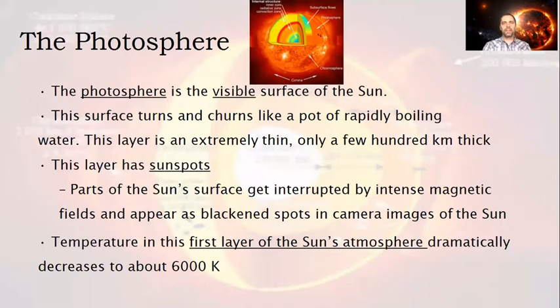The next layer is the photosphere. This is actually the visible surface of the sun and the first layer in the sun's atmosphere, which is the tiniest, only a few hundred kilometers thick. The energy produced in our star is radiated in this layer in the form of light. Here we can observe the sunspots as well. A couple of slides later we will discuss them. The temperature here dramatically drops to 6,000 Kelvin.